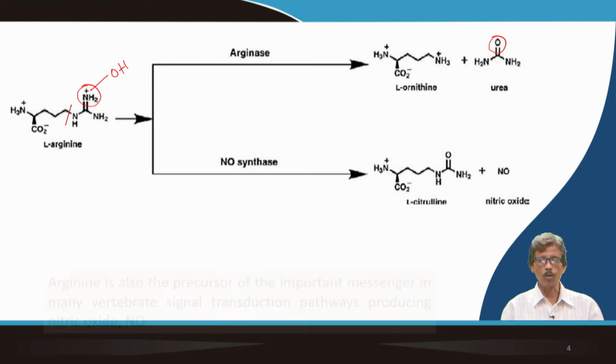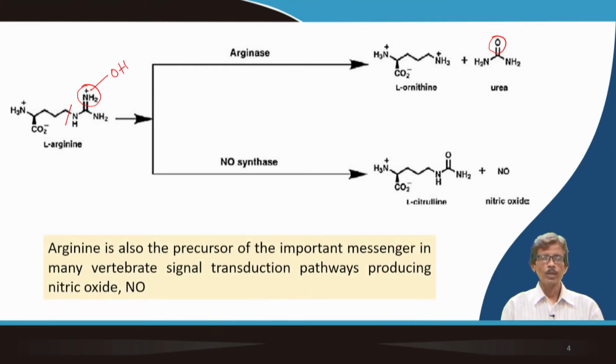So, we will discuss all these in detail also. So, what is that? It is the precursor for an important messenger in many vertebrate signal transduction pathways, producing nitric oxide, NO.